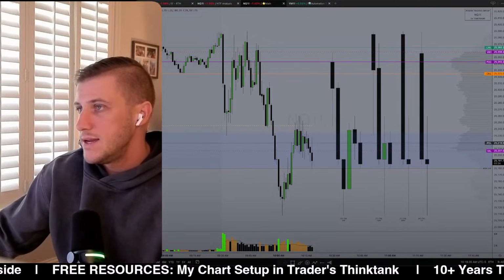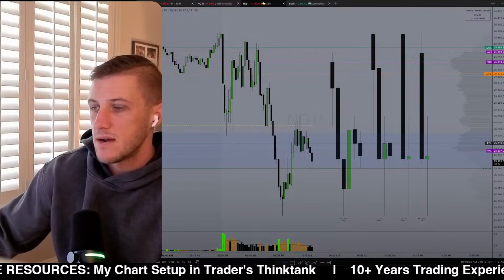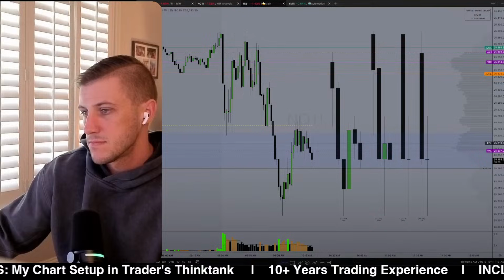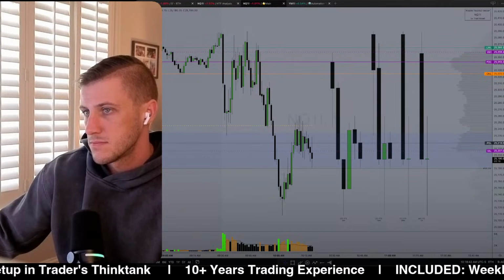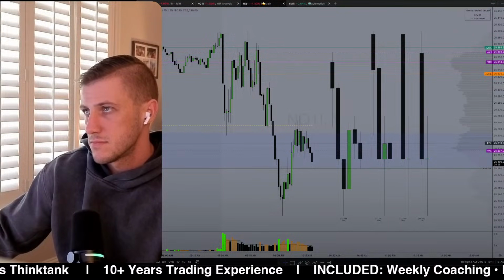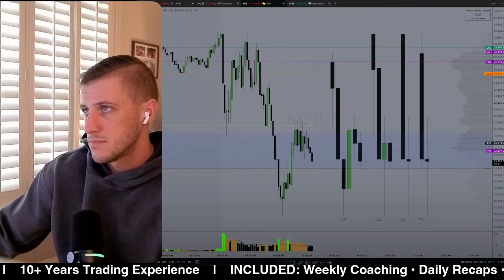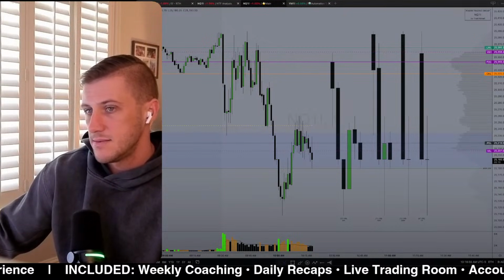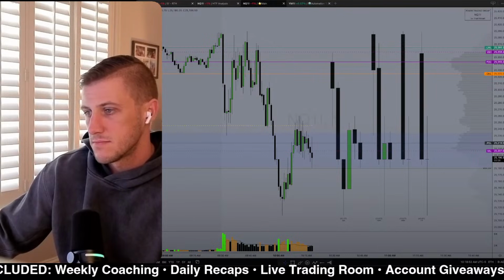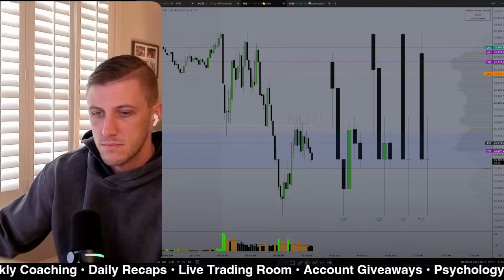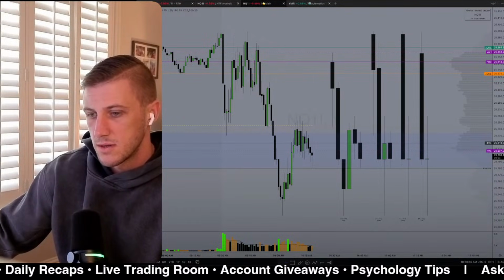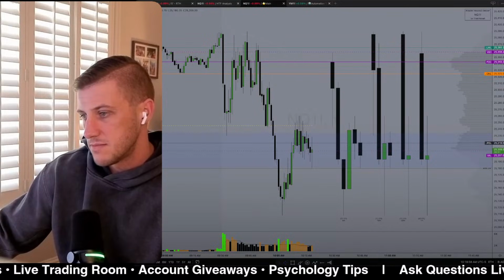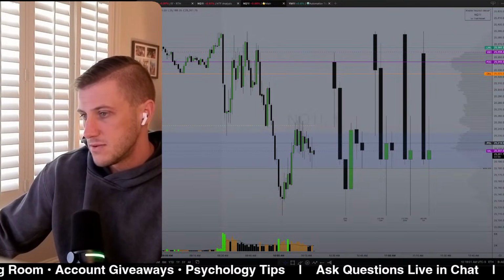Back into 180. Volume just below average again. So we'll see how price responds to this zone 180. D wall covered your short. Good patience, man. That one looked tough.